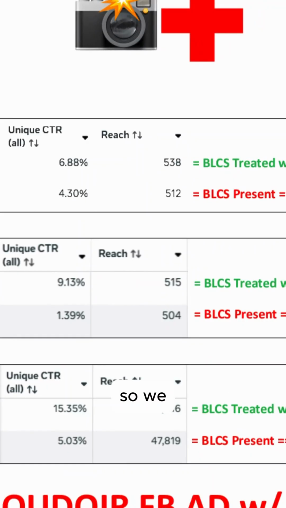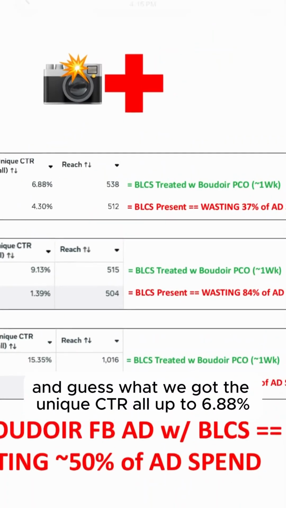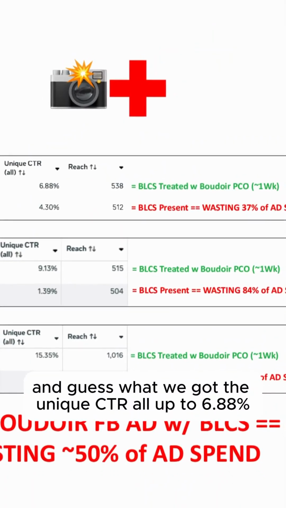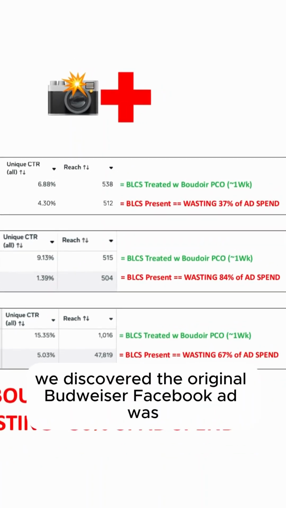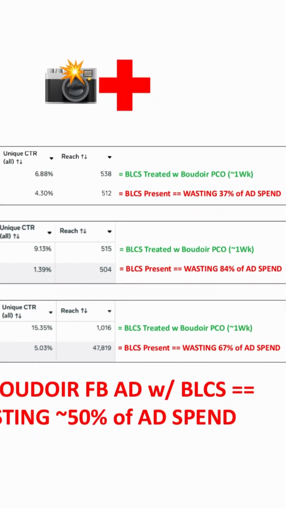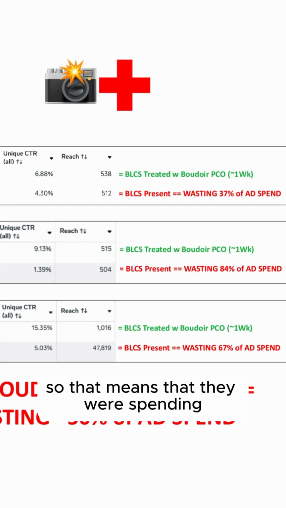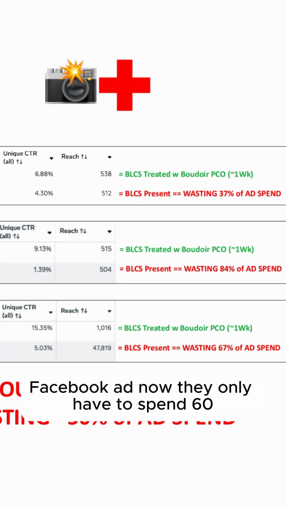So we got the treatment, treated with Boudoir Pico. It takes about a week. And guess what? We got the unique CTR all up to 6.88%. So we discovered the original Boudoir Facebook ad was actually wasting 37% of the ad spend of what it could have been achieving. That means they were spending 10 grand a month on the original Boudoir Facebook ad.